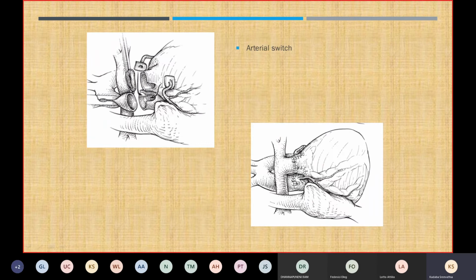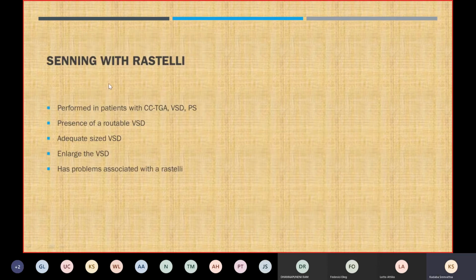In the arterial switch operation, we disconnect the aorta and the pulmonary arteries, do a Lecompte maneuver, harvest the buttons, transfer the buttons onto the neo-aorta, and then reconstruct the pulmonary artery as well. There are various problems with the anatomical repair as well. We cannot do a double switch operation in all patients with congenitally corrected TGA. We sometimes have to embark upon other surgeries like a Senning with Rastelli.